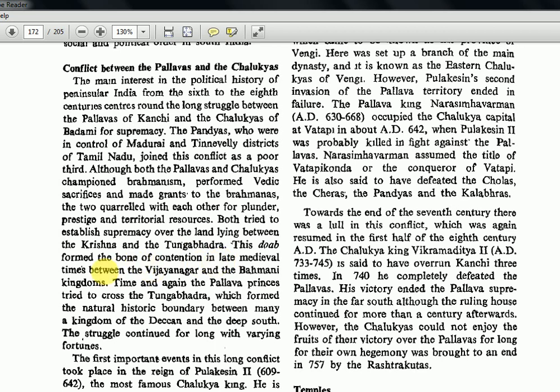The late medieval, as I told, Vijayanagara and Bahmani. So time and again the Pallava princes tried to cross the Tungabhadra, which formed the natural historical boundary between many of the kingdoms of the Deccan and the deep south. The struggle continued for long with varying fortunes. So here Tungabhadra is the border between the Chalukyas and Pallavas. In the previous chapter, in Harsha's part, I told you that the Narmada or Vindhyas will be a border between Chalukyas and Harsha. So north to south, you see Harsha, Chalukyas and then Pallavas. This is how you imagine the picture and then you learn the map.